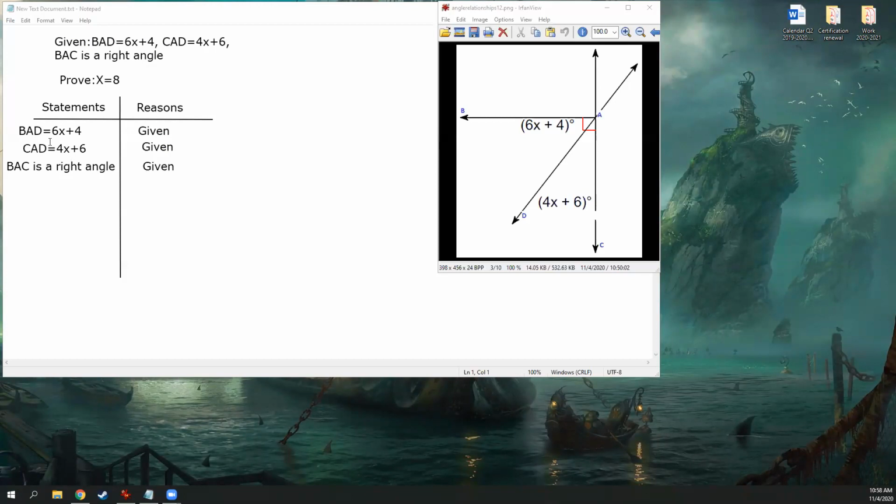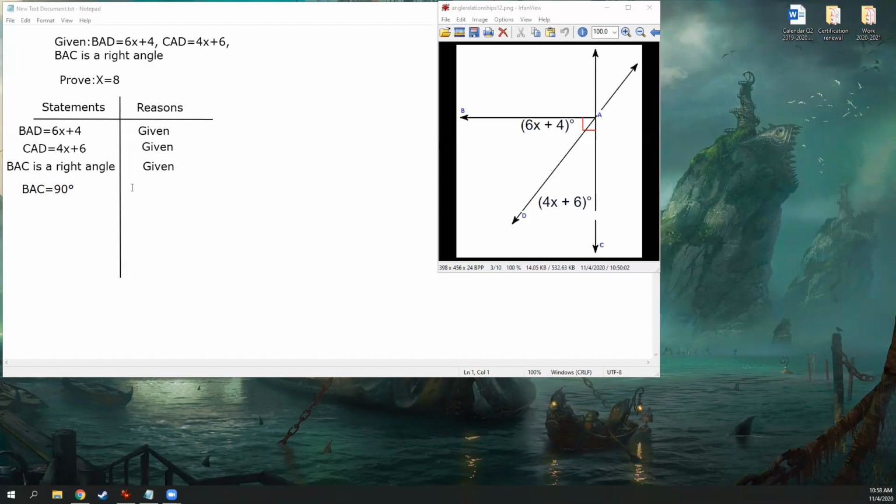Same with CAD equals 4x plus 6. But coming down here, BAC is a right angle. We can do something with that. We know what a right angle is, don't we? Right angle is 90 degrees. So I could say BAC equals 90 degrees, right?